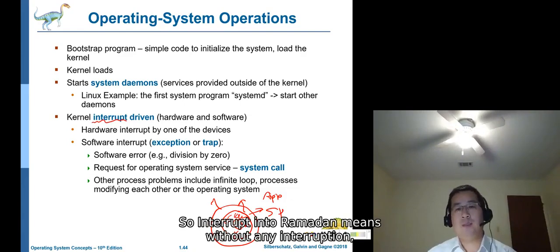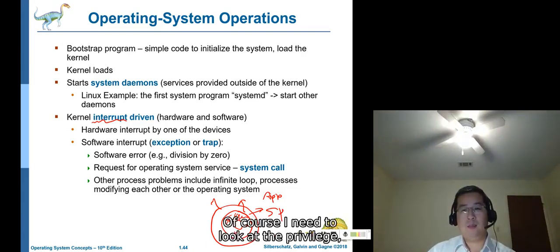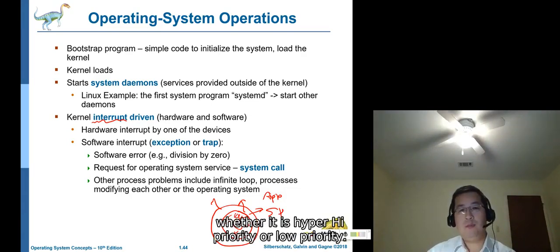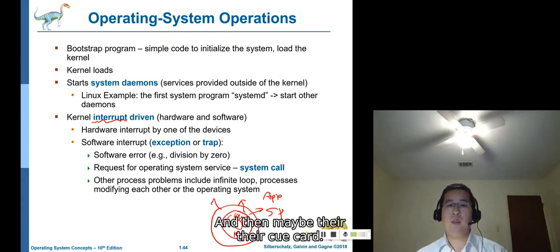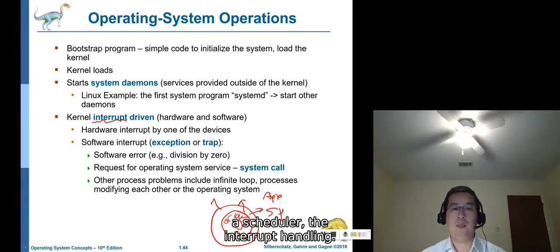So interrupt means that without an interruption, I will do my own things. If there's an interrupt, I will just handle the interrupt accordingly. Of course, I need to look at the privileges, whether it's high priority or low priority. And then maybe there's a queue, and based on some mechanism we schedule the interrupt handling.